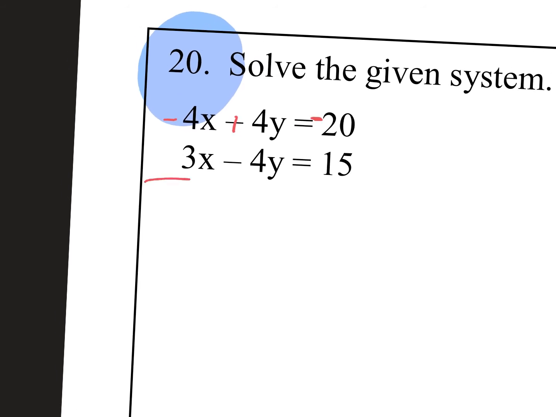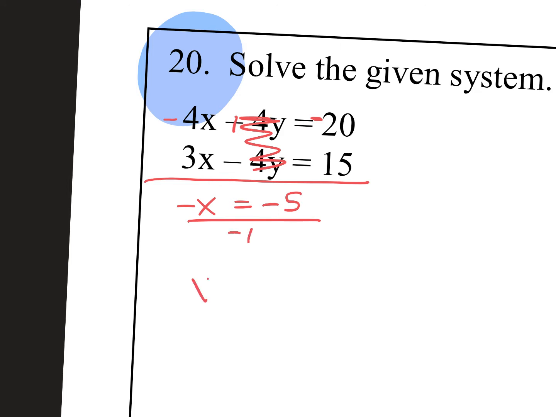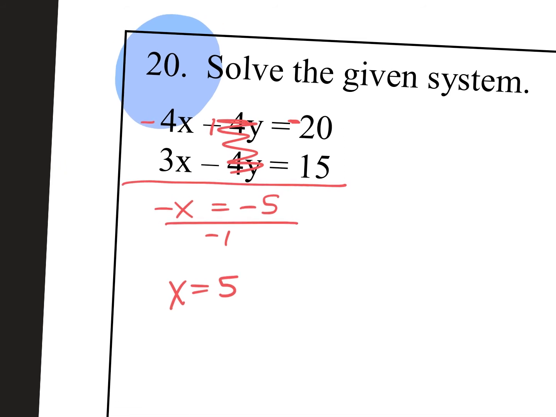So as we go through and we combine here, what's negative 4x and a positive 3x? Negative 1x. My 4y's cancel out. And what's negative 20 plus 15? Negative 5. So we divide both by negative 1 and x equals 5. Right? Now what do we do to find out what y is? Plug it in. Does it matter which one? No. So I'm just going to use the bottom one, 3x minus 4y equals 15. That's what we're going to plug back into.